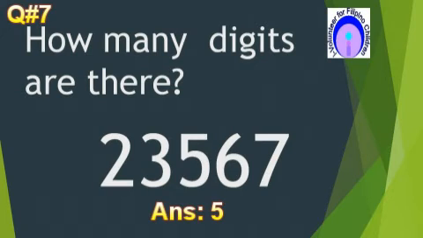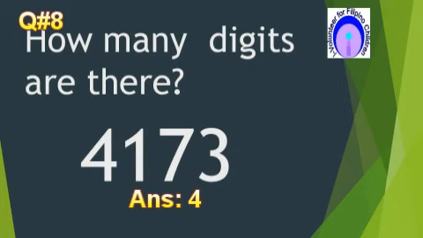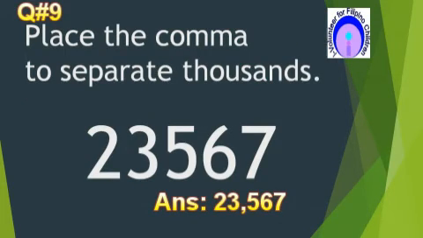Question number 7. How many digits are there in 23,567? There are 5 digits. Number 8. How many digits are there in 4,173? The answer is 4. Question number 9. Place the comma to separate the thousands. Place the comma between 3 and 5.